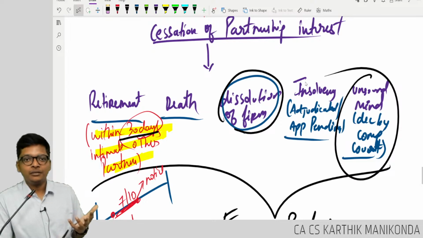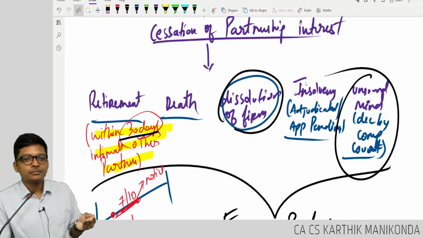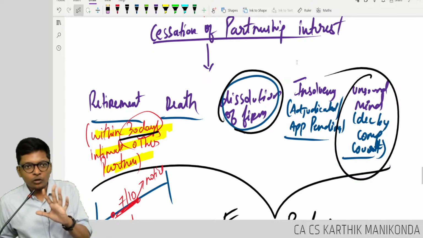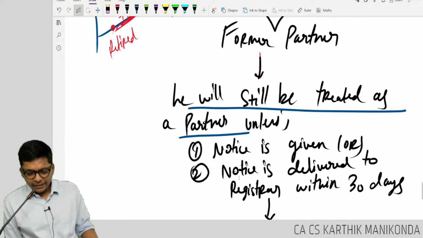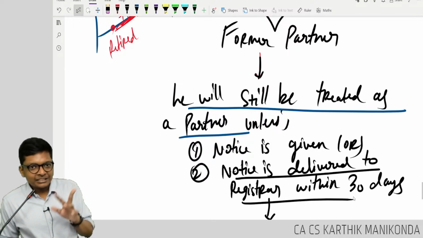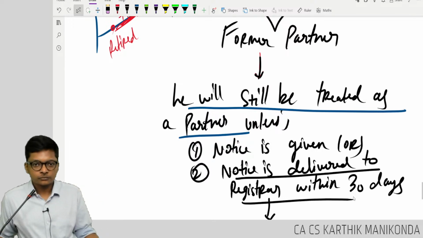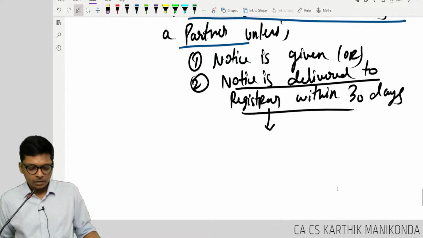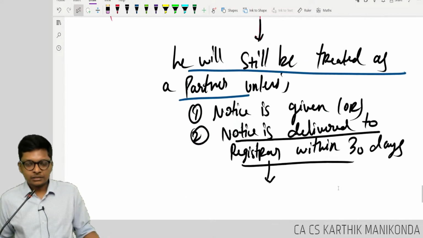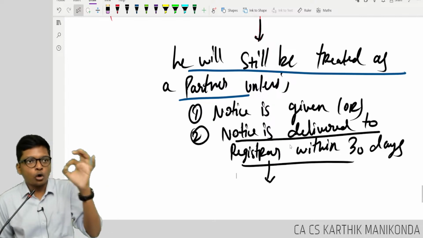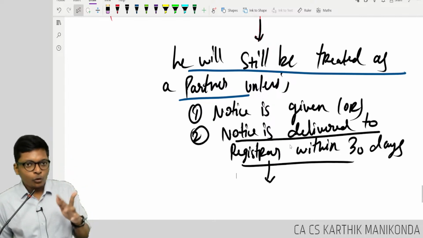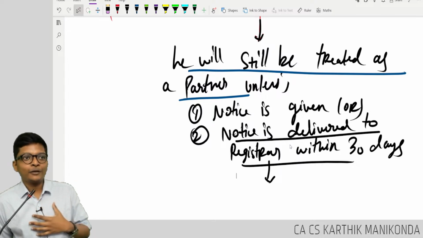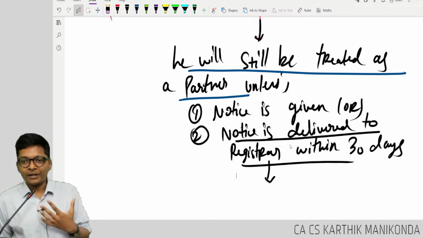Unsound mind, somebody will be with him. They will give that notice. That's why they are saying unsound mind means straight away notice is to be given to the registrar by the other partners. Otherwise, how will I give? Are you following, guys? How will other partners know about it? Court order. But before the court order itself, other partners will know his unsound mind. Are you following what I am saying, guys? I hope you understood. Okay.